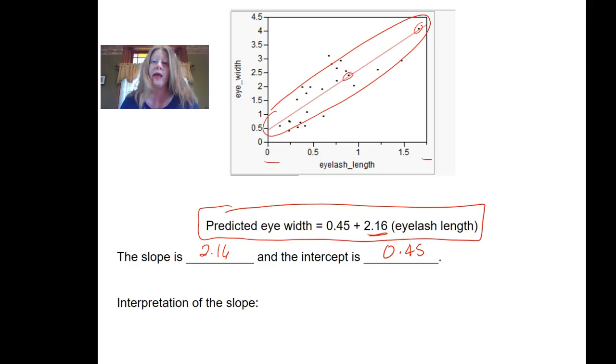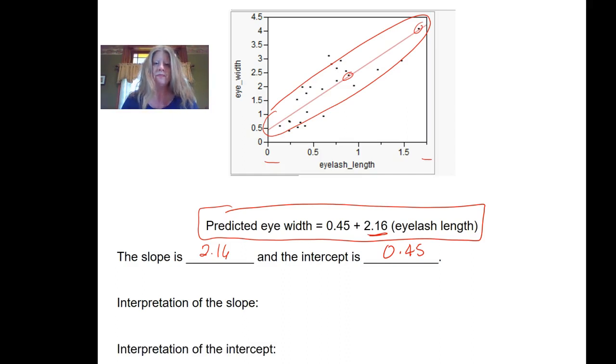So here we would say that as eyelash length increases by 1 centimeter, and remember we were measuring eyelash length in centimeters, we predict that eye width will increase by 2.16 centimeters. Since both of these things were measured in centimeters, that's why I'm talking here in terms of centimeters.